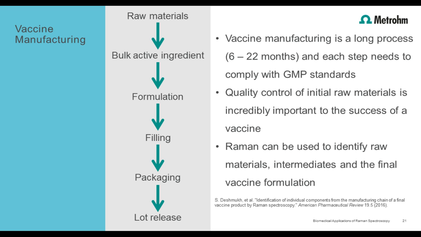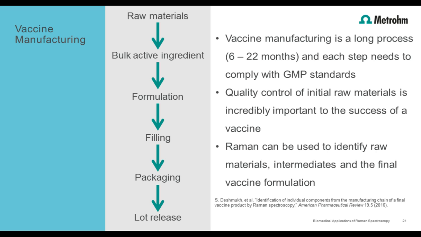So another area that I wanted to talk about a little bit is the use of Raman in vaccine manufacturing. So this is obviously a hot topic lately, especially this week. So we all know that vaccine manufacturing is a very long process. So beginning with raw material identification to the end with final lot release, it can take up to 22 months for an approved vaccine to be manufactured.